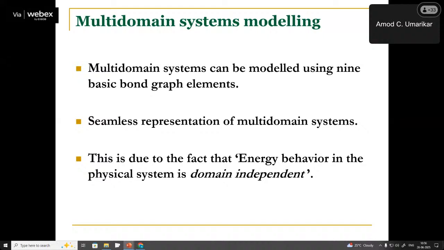Now, seamless representation. You understand the word seamless. That is, mechanical and electrical with the same elements, so you don't need to transfer. And this is due to the fact that energy behavior in the physical domain is domain independent. So that is the idea.